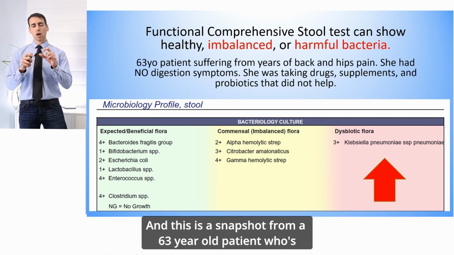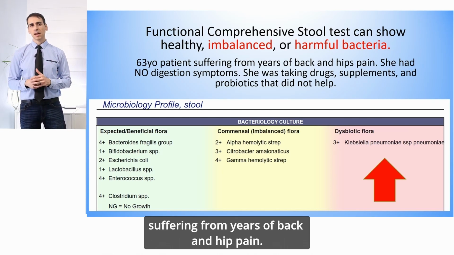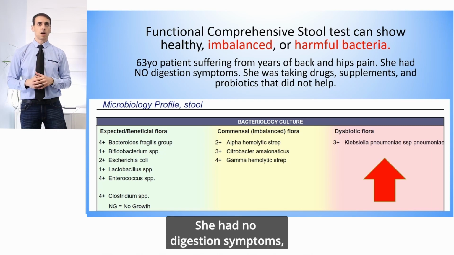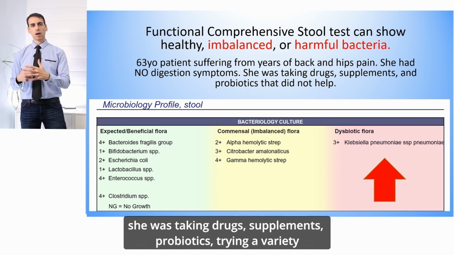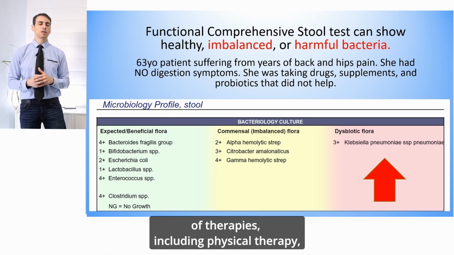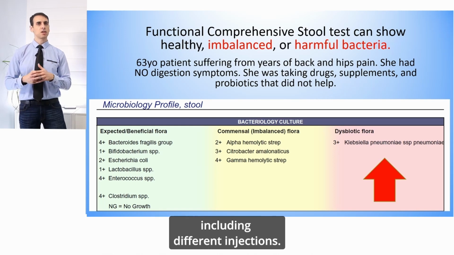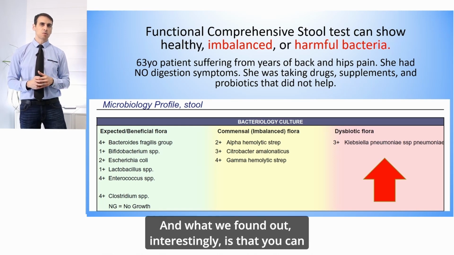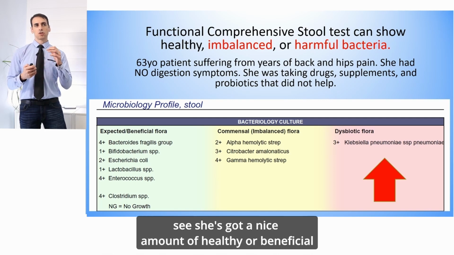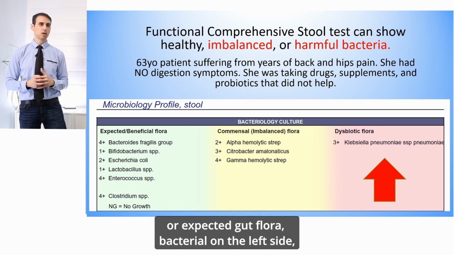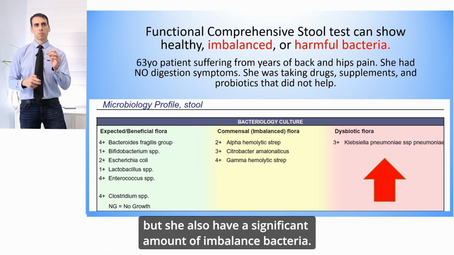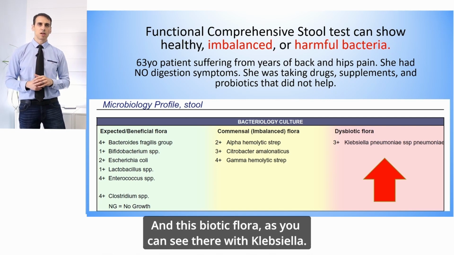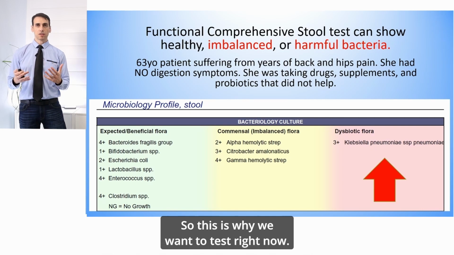And this is a snapshot from a 63-year-old patient who's suffering from years of back and hip pain, and she had no digestion symptoms, and she was taking drugs, supplements, probiotics, trying a variety of therapies, including physical therapy, including different injections. And she came to see us, and what we found out, interestingly, is that you can see she's got a nice amount of healthy or beneficial or expected gut flora, bacteria on the left side, but she also has a significant amount of imbalanced bacteria and dysbiotic flora, as you can see there with Klebsiella. So this is why we want to test, right?